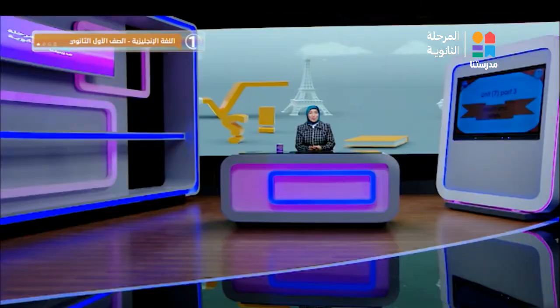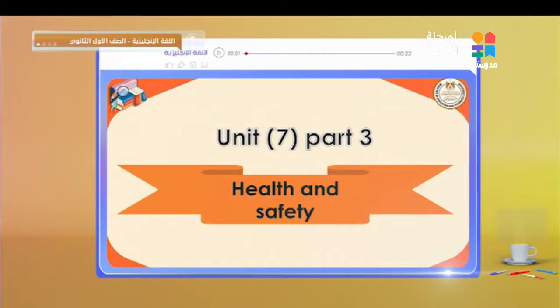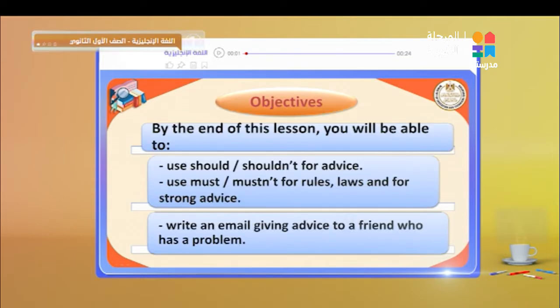Let's start by the objectives of our unit today. By the end of this unit, you are going to be able to use should and shouldn't, must and mustn't. You're going to use should and shouldn't for advice, and use must and mustn't for rules and for strong advice. You're going also to write an email giving advice to a friend who has a problem.